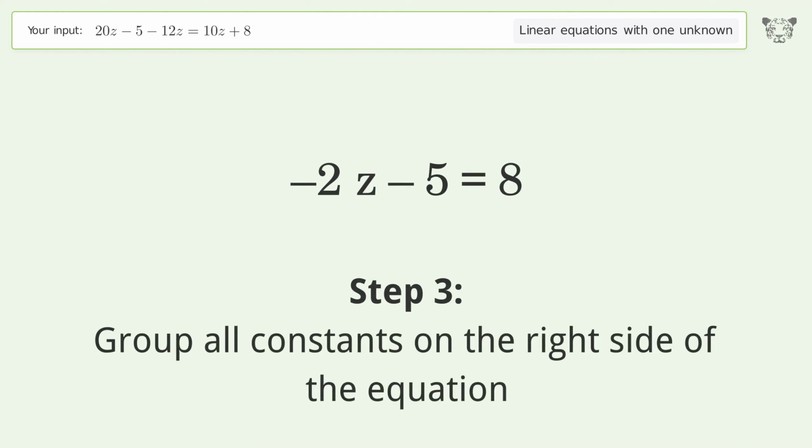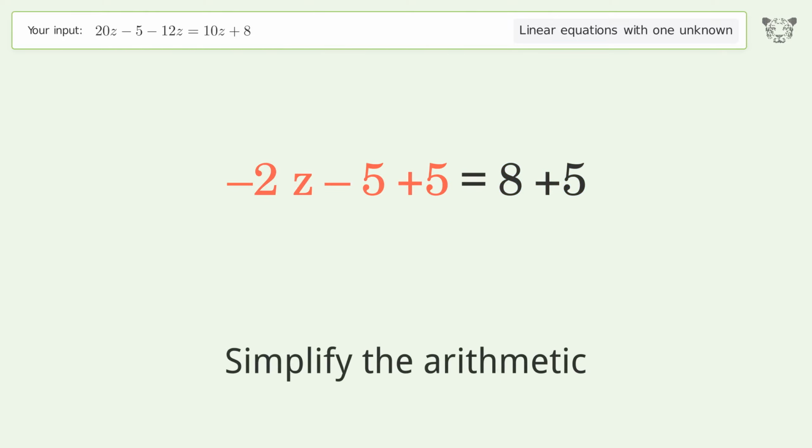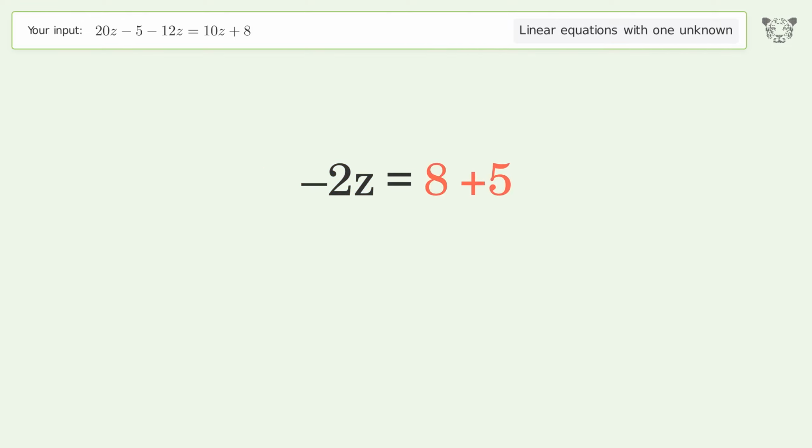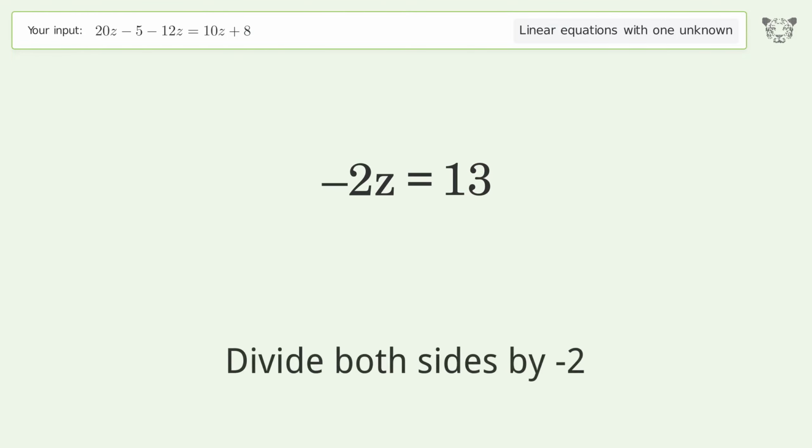Group all constants on the right side of the equation. Add 5 to both sides. Simplify the arithmetic. Isolate the z. Divide both sides by -2.